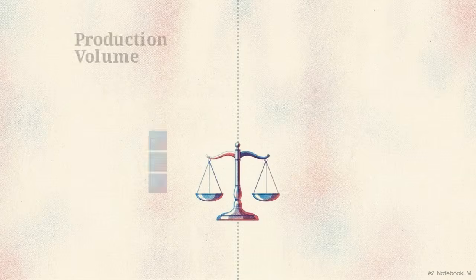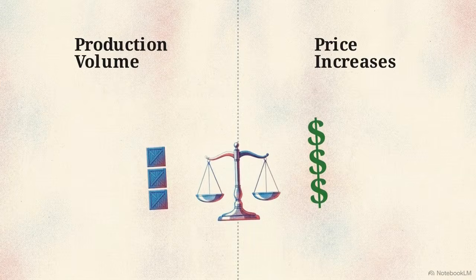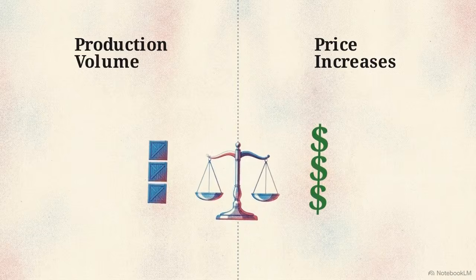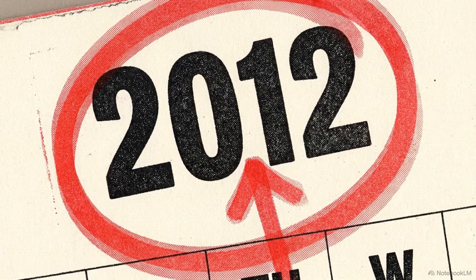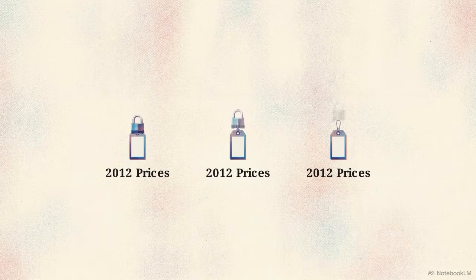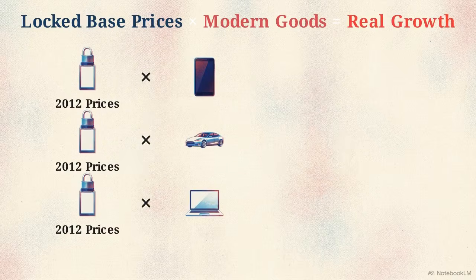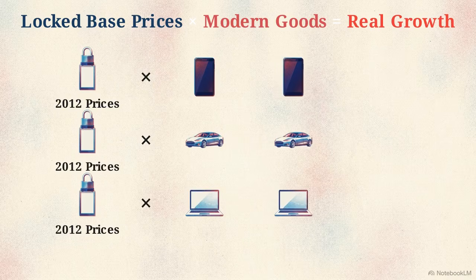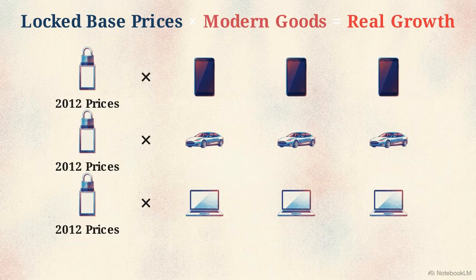So, how do economists actually separate the price increases from the production volume across an entire country? They do it using a tool called a base year. Imagine picking a past year, say 2012, and locking all prices to what things cost then. To find today's growth, you multiply modern goods by those frozen prices. Because prices are held completely still, any total growth must come from making more things.